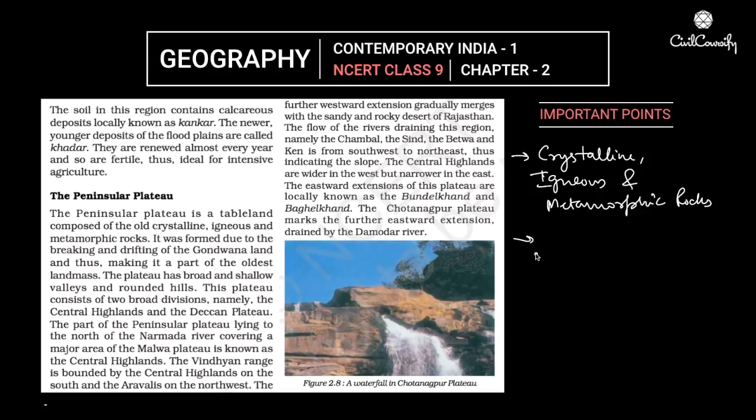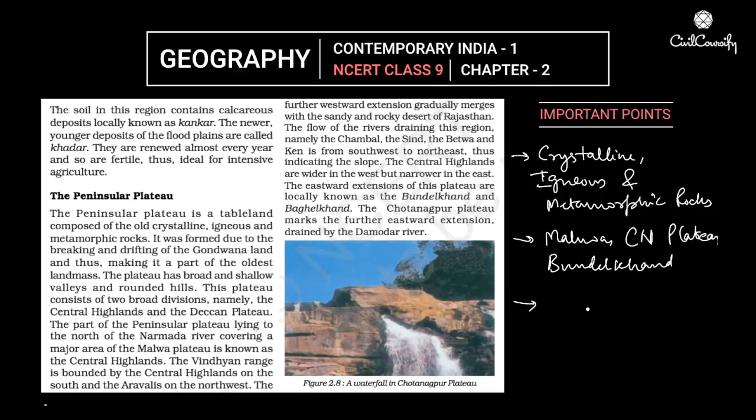Right. Next important thing that we need to understand about the Peninsular Plateau is that it has a lot of plateaus. So it has the Malwa Plateau, Chota Nagpur Plateau, very important. Then we have the Bundelkhand, the Baghelkhand. So these are the plateaus that are there.